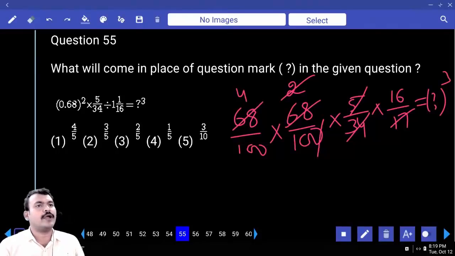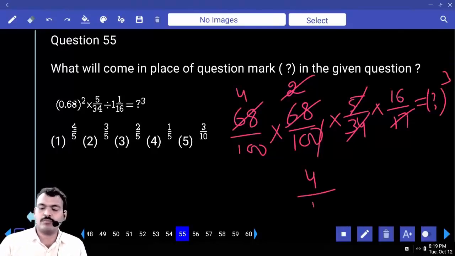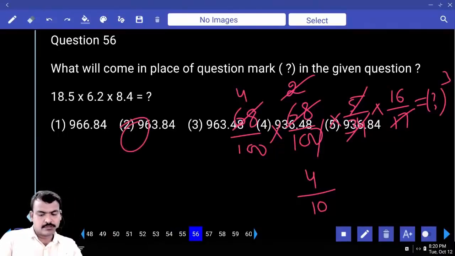Okay. What is the remaining value in numerator? 4 into 16. How much? 64. Which one cube? 4 cube or not? What is the denominator? 1000. Which one cube? 10 cube. Then we get 4 by 10. 4 by 10 is nothing but 2 by 5. Which option? Third one. Next, question number 56.